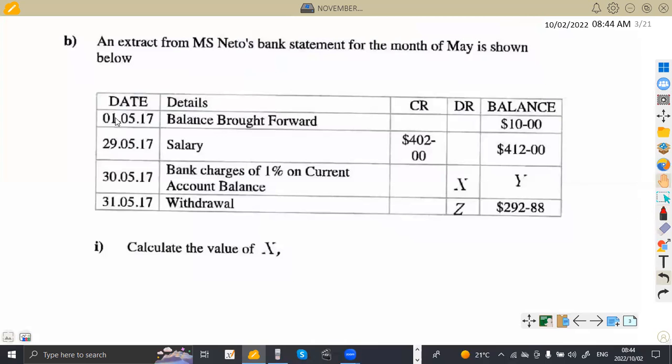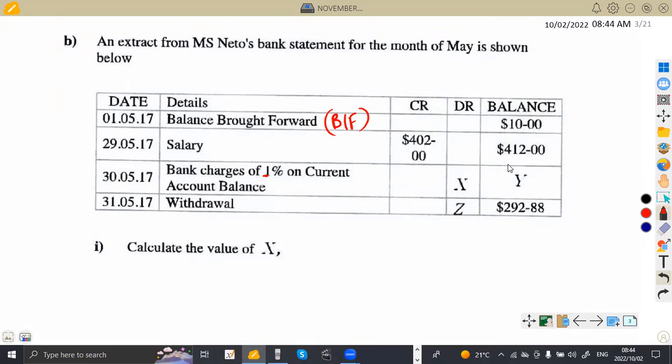The first of May. The balance brought forward, which means she had a balance from the previous month, which is written as BF. This is the balance brought forward of $10. The salary is $402. Then we've got 412 at the end, which means we're just adding this one to what she had. Bank charges, there's 1% on current account balance.